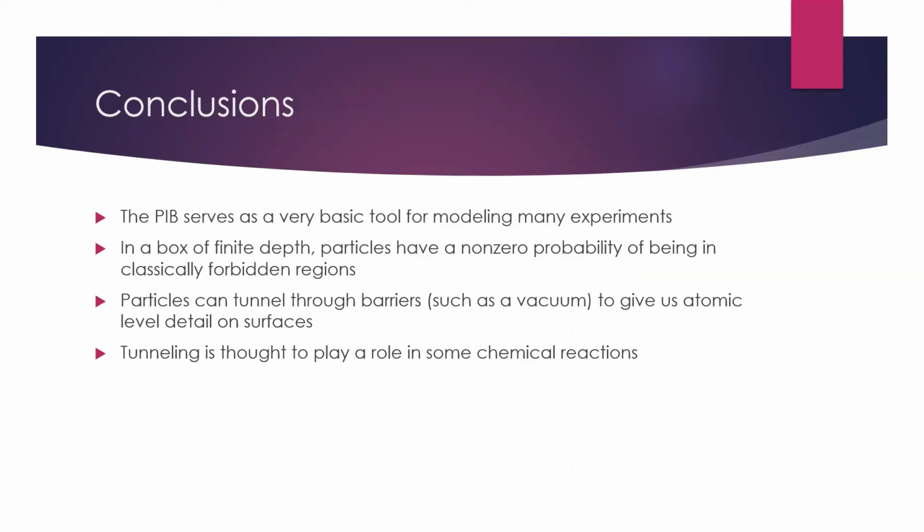We've shown that for the particle in a box, if the box is a finite depth, there's a non-zero probability of being in the classically forbidden regions. And the application of this is that electrons and other particles can tunnel through barriers, such as a vacuum, which is the case for scanning tunneling microscopy, to give us atomic level details of what's going on at the surface, because it's very sensitive to distance. And we can even show that tunneling is likely playing some role in chemical reactions.